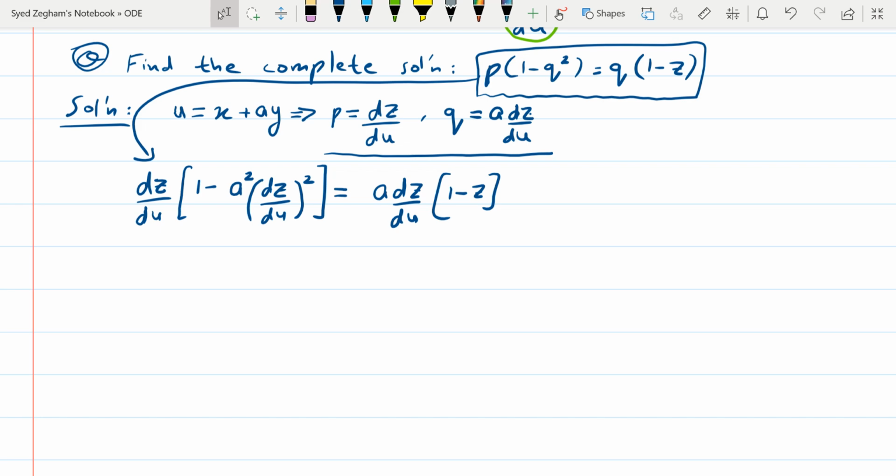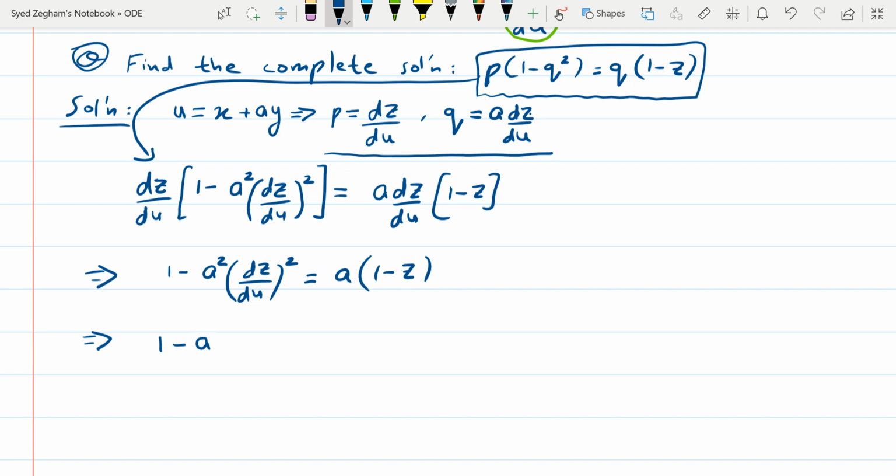So after doing all your cancellation and all, you will get 1 minus a square dz by du whole square is equal to a times 1 minus z. Looks good. And this gives me that 1 minus a plus az is equal to a square dz by du whole square, right?